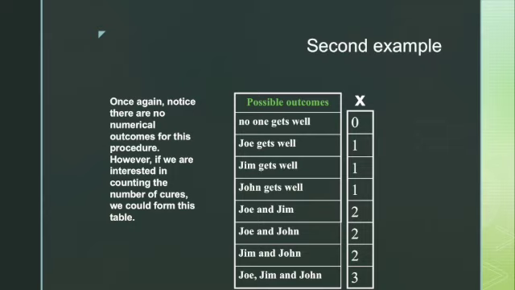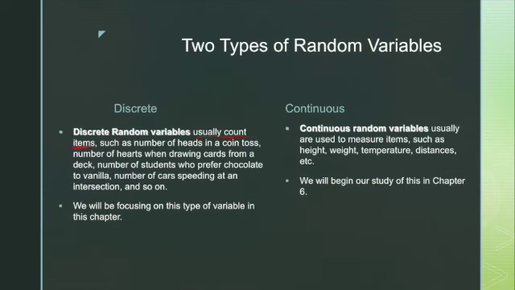There are 2 types of random variables. This chapter focuses on discrete random variables, right? This is when we usually count items, such as the number of heads in a coin toss, the number of hearts when drawing cards from a deck, the number of students who prefer chocolate to vanilla, cars speeding through an intersection, and so on. We're going to focus on this type of variable in this chapter.